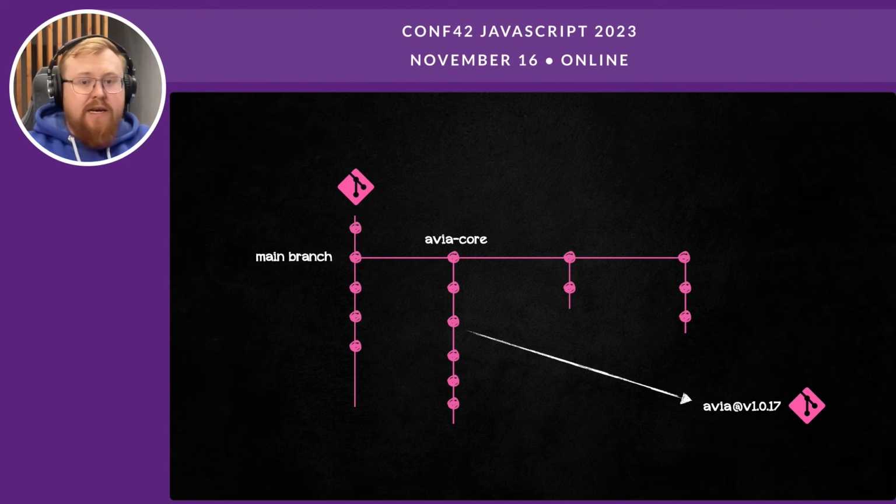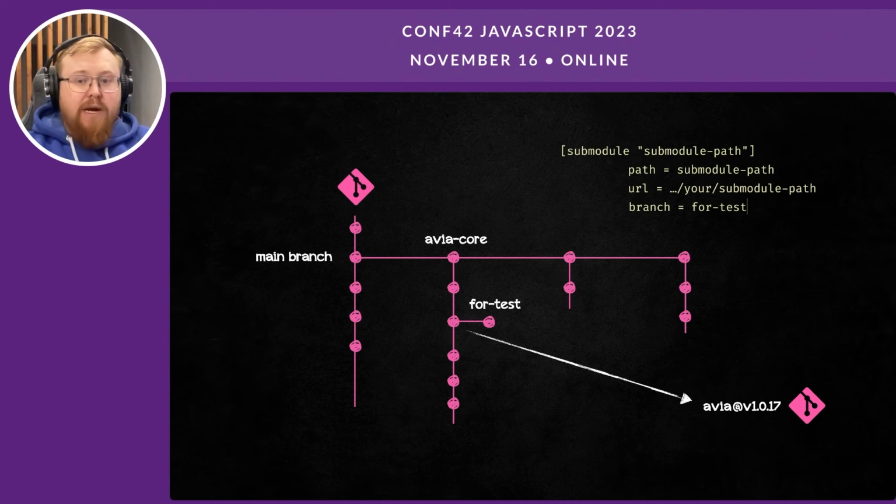But it is not necessary to create tags every time. You can achieve the same effect by simply switching to a past commit, branching off from it, and then specifying this branch in the submodule config. And then we can test our application in the same way.